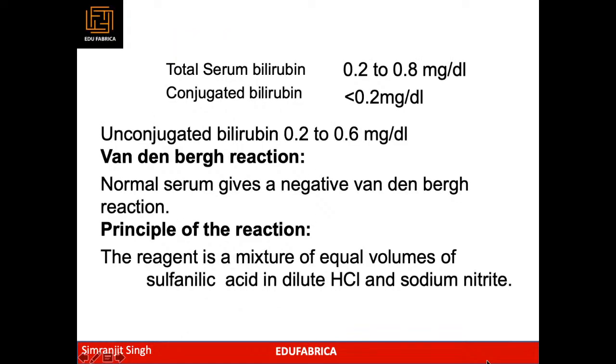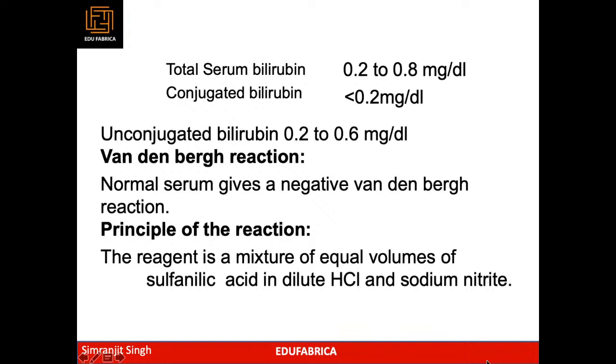So in total serum bilirubin, the value is 0.2 to 0.8, whereas the conjugated one is less than 0.2, and the unconjugated value is 0.2 to 0.6 milligram per deciliter. So we have to do these tests. This is called the Van den Bergh reaction. In this, normal serum gives a negative Van den Bergh reaction. So what is the principle behind it?